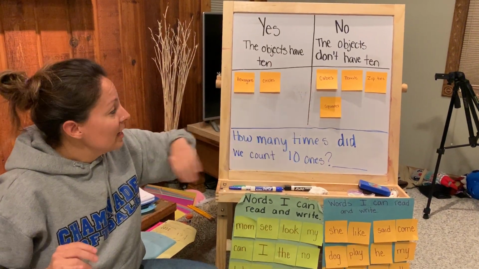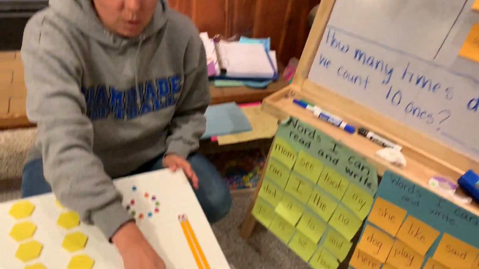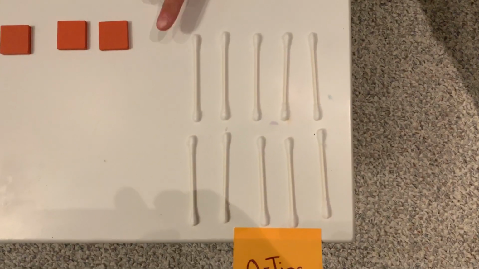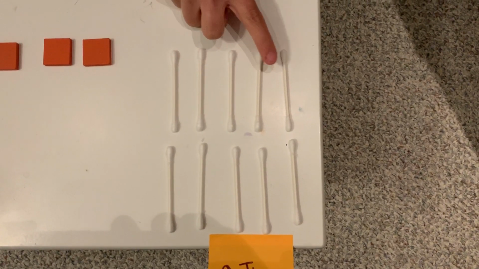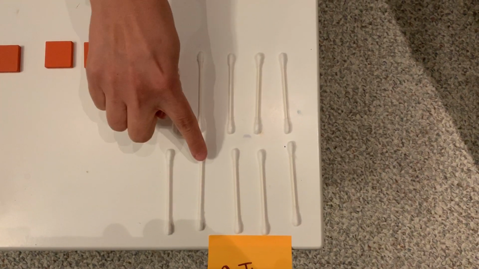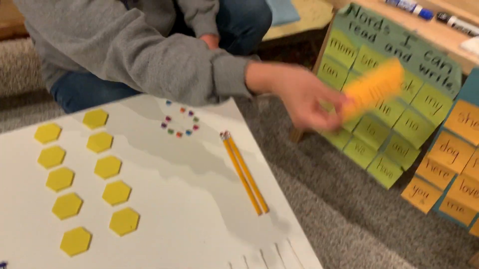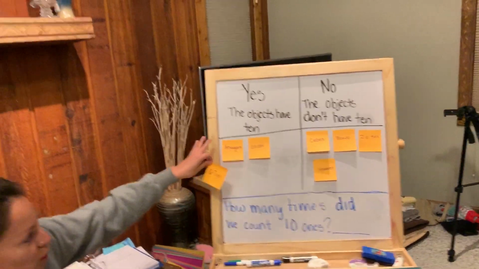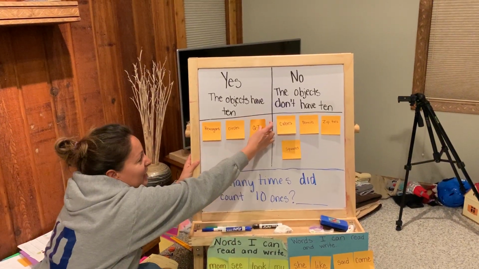All right. It is our last and final object. Let's go to our Q-tips and let's see what we have. They might be a little hard because it's white on white, but let's see. 1. All right, think about that. Yes, there was 10 objects, or no, there was not. For this one, I got yes.